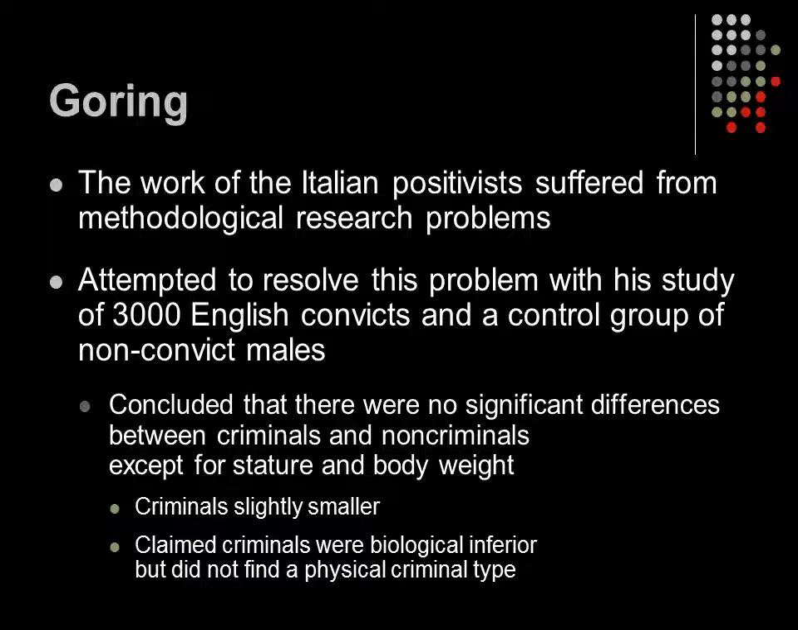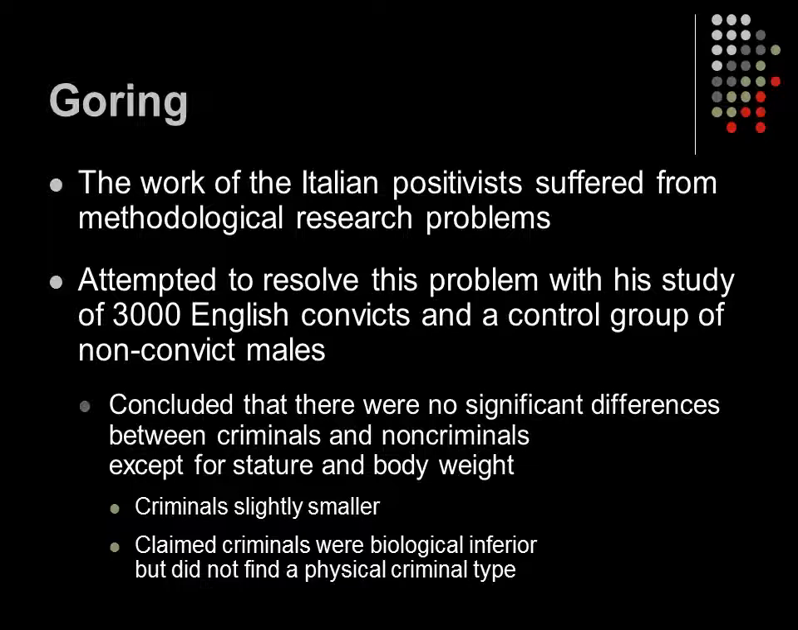And he tried to resolve some of the problems with the early researchers by using a control group of non-convicts and comparing them to convicts. When he did some of the same kinds of experiments that Lombroso did, only using a control group as a comparison, which is a more methodologically rigorous way to do your research, what he found was that there really were no differences between criminals and non-criminals. Except for their stature and body weight, he found that criminals were actually slightly smaller than non-criminals.